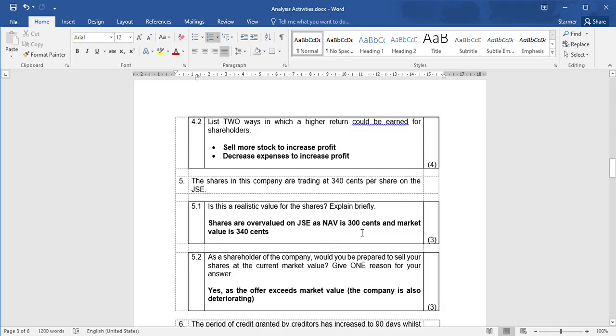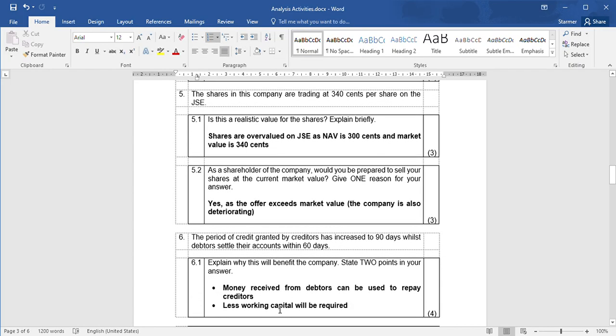And then as a shareholder, would you be prepared to sell your shares at the current market value? Yes, you would. 2 reasons. You would sell your shares for more than they're actually worth. And secondly, it looks like the company's results are deteriorating as well. So it might be a good idea to get out while you can.